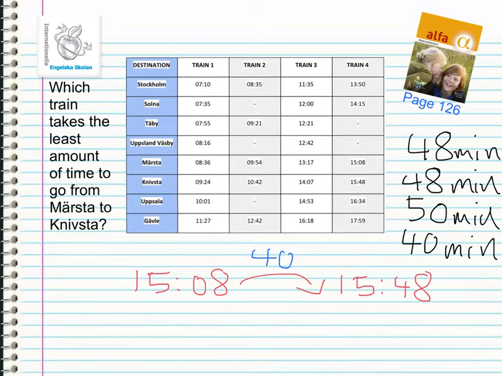which tells us that the fastest train, or the train which takes the least amount of time to go from Märsta to Knivsta, is train number 4, which leaves at 15:08 and arrives at 15:48.